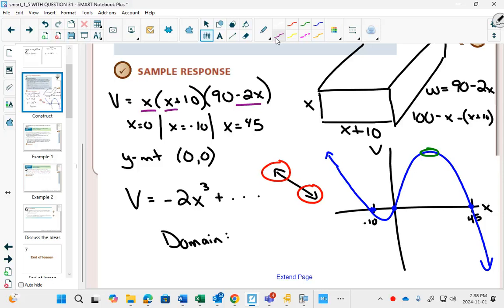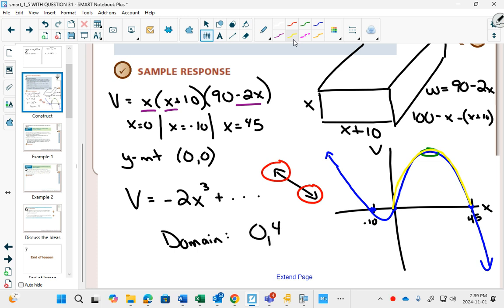But as far as the domain goes, wait a second, does a negative volume actually make sense? This would be like the suitcase where you throw your socks in and they just disappear. No, we can't have a negative volume for our function. So that doesn't make sense. Can you have the height be negative? No. Only thing that really makes sense in this situation is this part here.